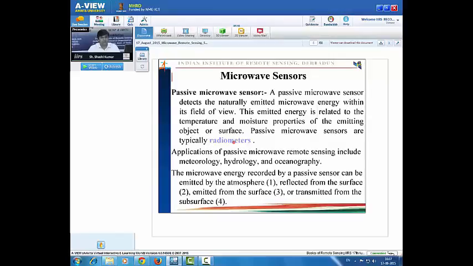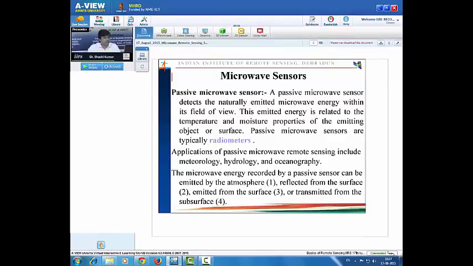A passive microwave sensor detects the naturally emitted microwave energy within its field of view. This emitted energy is related to the temperature and the moisture properties of the emitting object or surface. All the passive microwave sensors are known as radiometers. Applications of passive microwave remote sensing include meteorology, hydrology, and oceanography. The microwave energy recorded by a passive sensor can be emitted by the atmosphere, reflected from the atmosphere, emitted from the surface, or transmitted from the subsurface.